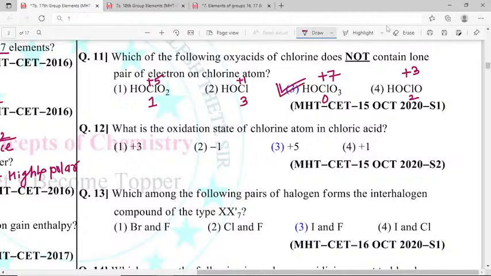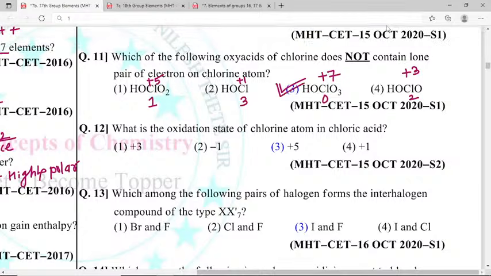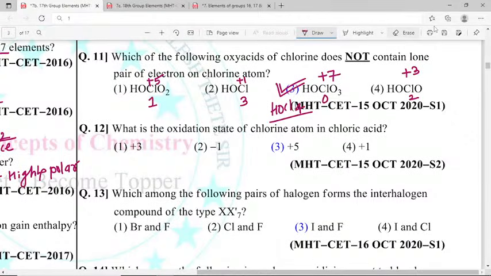So the answer is HOClO3, perchloric acid. This is called perchloric acid. Please note down, question number 11 is very important. That does not contain a lone pair of electrons. HOClO3, it is also called HClO4, perchloric acid.